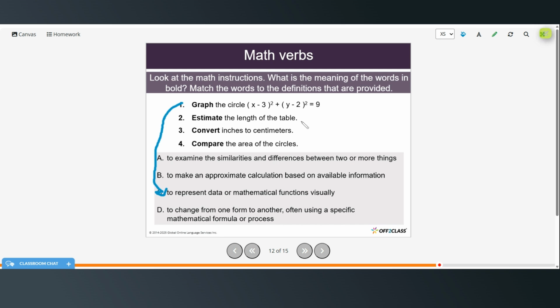Estimate the length of the table. That would be to make an approximate calculation based on available information. Convert inches to centimeters means to change from one form to another, often using a specific mathematical formula or process. And compare is to examine the similarities and differences between 2 or more things.